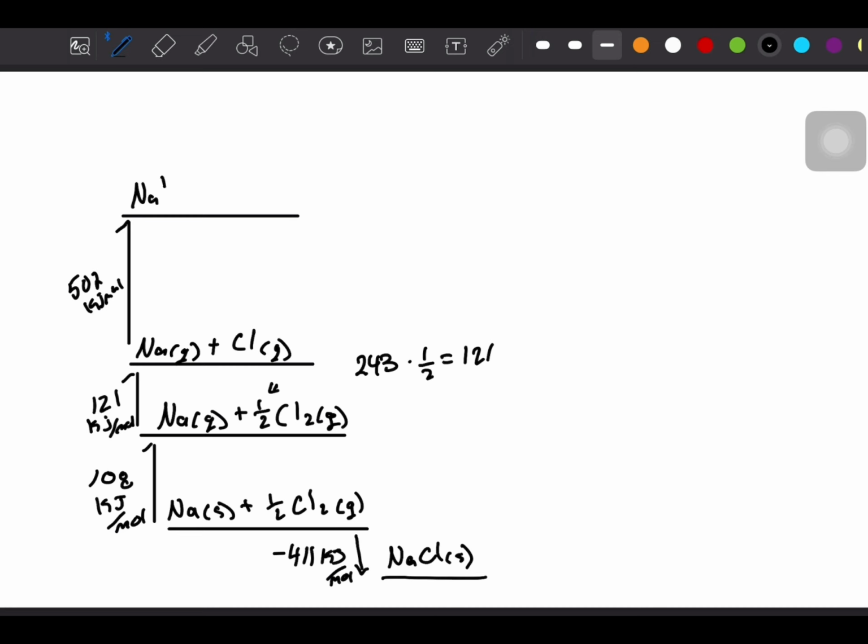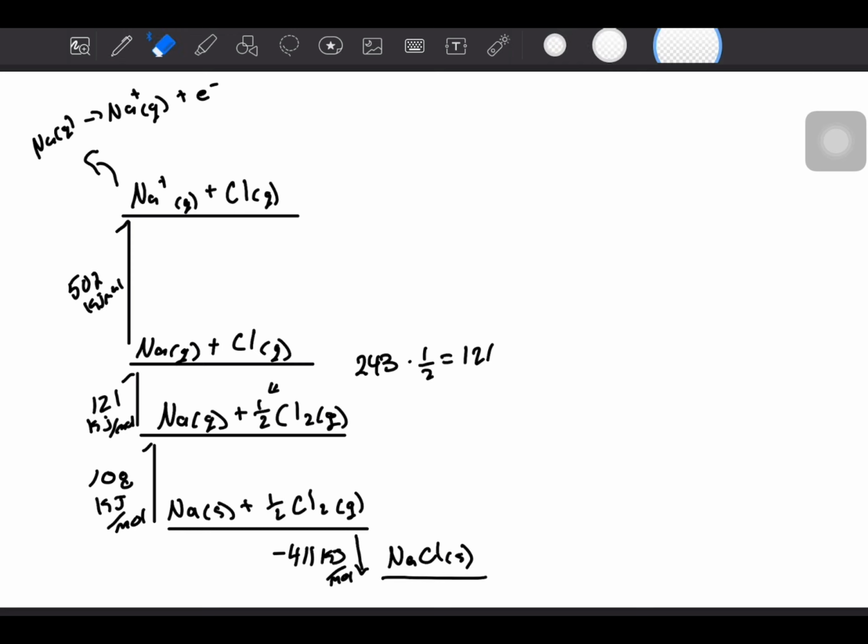As Na plus gas plus chlorine gas. The actual equation for this, which you don't have to write down, would be Na gas to form Na plus gas plus an electron. However, you don't need to write that down for this.